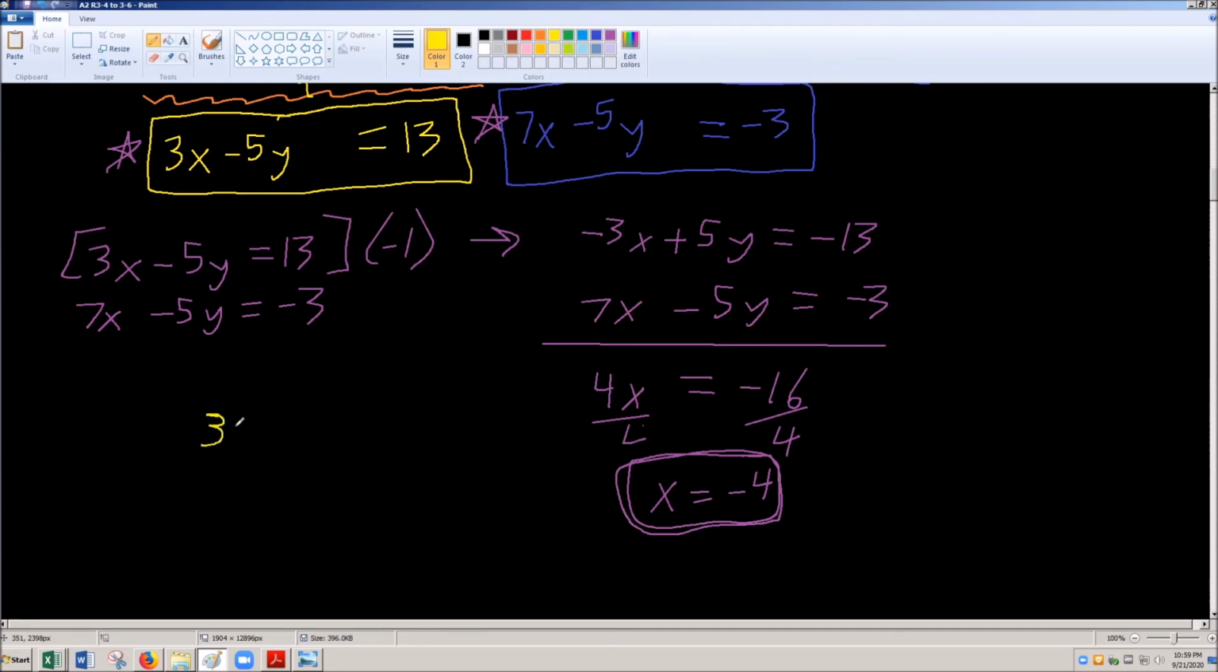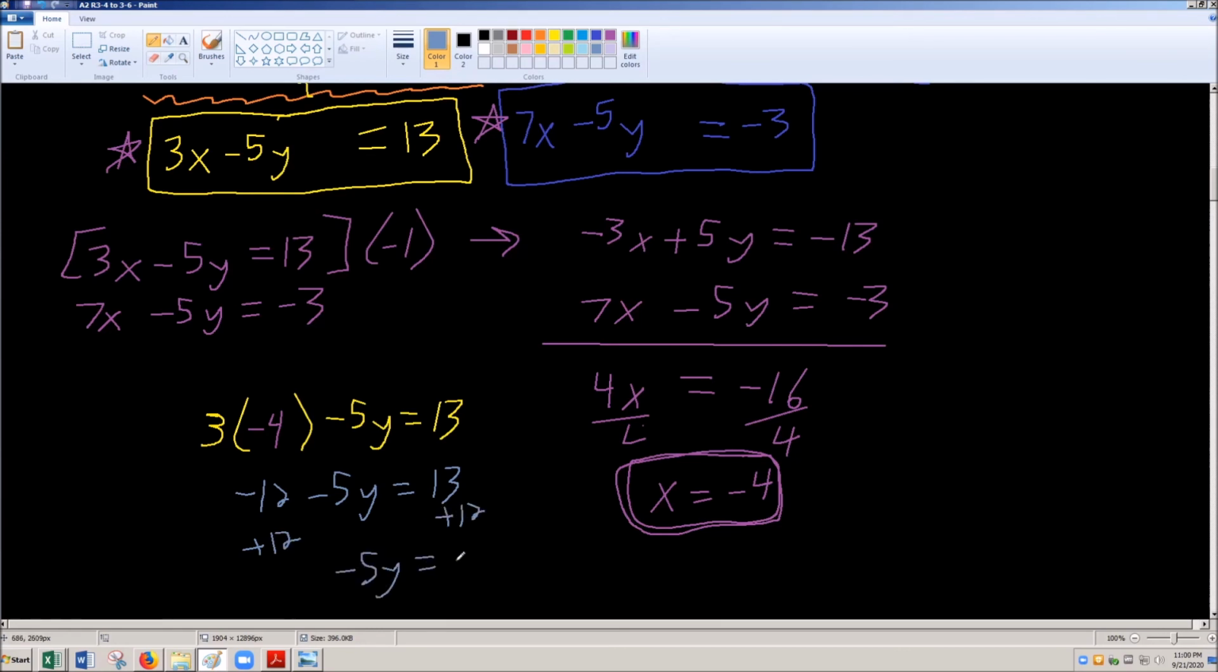So I'm going to say 3 times, now I'm going to fill in that value, minus 5y equals 13. Again, the value that we are filling in here is for our x equals -4. So in terms of evaluating this thing now, we have -12 minus 5y equals 13. I'm going to add my 12. So -5y equals 25. My final y value here is -5.